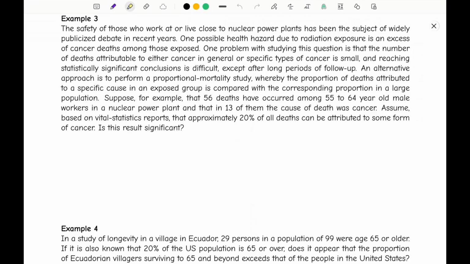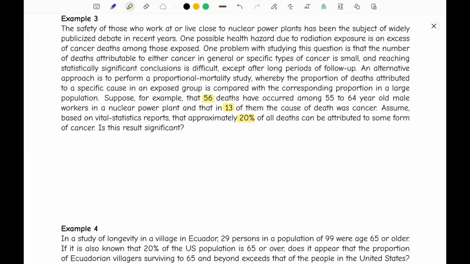An alternative approach is to perform a proportional mortality study, whereby the proportion of deaths attributed to a specific cause in an exposed group is compared with the corresponding proportion in a large population. Suppose, for example, that 56 deaths have occurred among 55 to 64-year-old male workers in a nuclear power plant, and that in 13 of them the cause of death was cancer. Assume, based on a vital statistics report, that approximately 20% of all deaths can be attributed to some form of cancer. Is this result significant?